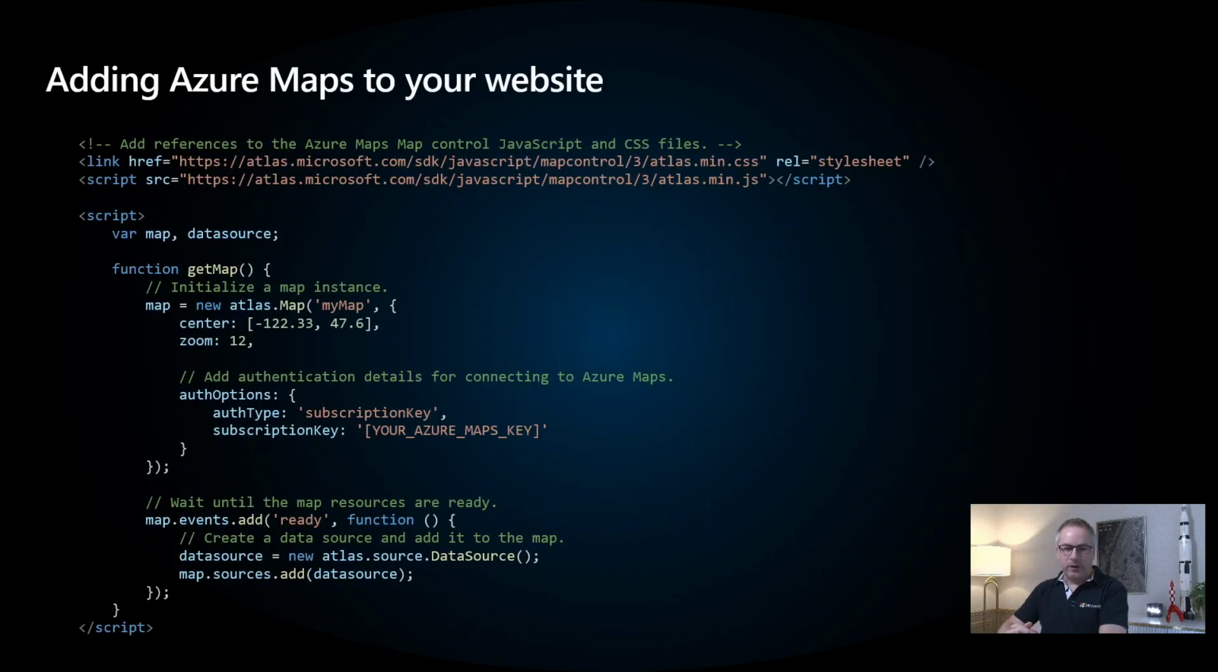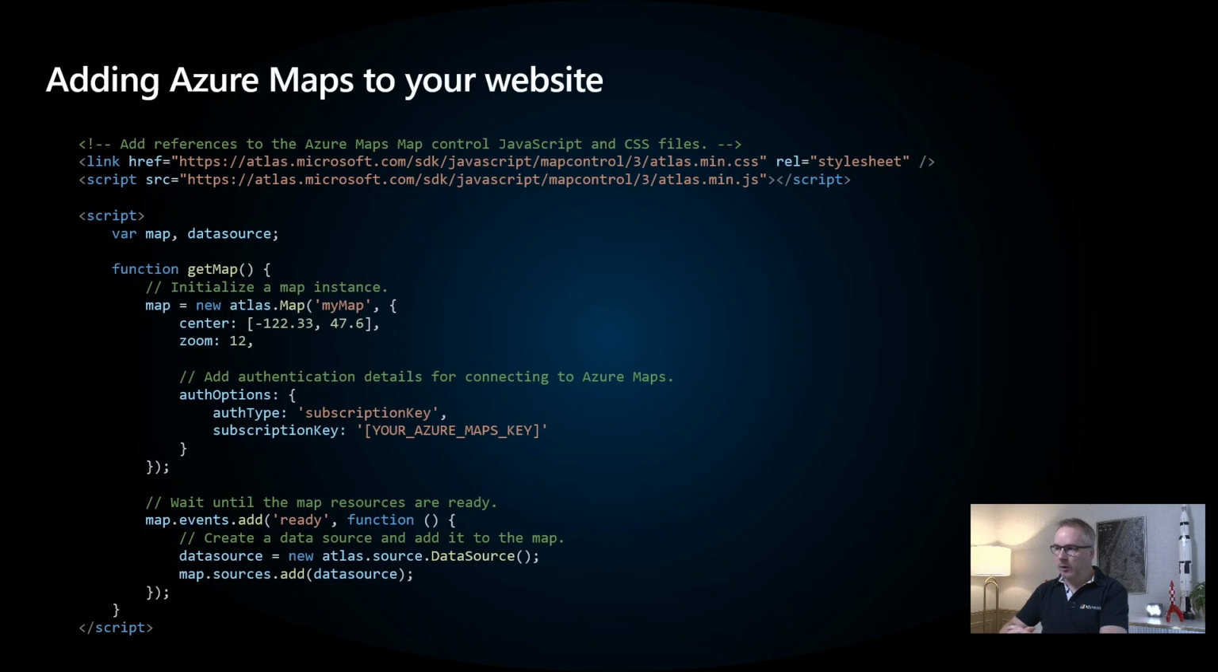Here I have an example about a website, and the first thing you're going to see is our Azure Maps web control that can be embedded by using our CDN endpoint. So atlas.microsoft.com is our CDN endpoint for Azure Maps, and we're going to embed version 3 of our web control in this sample.